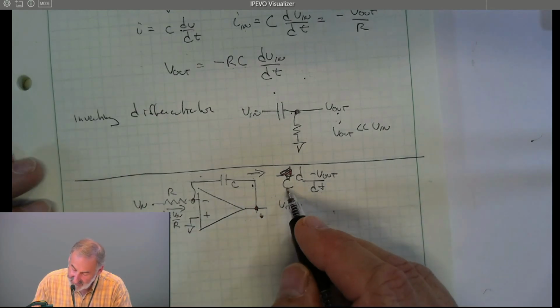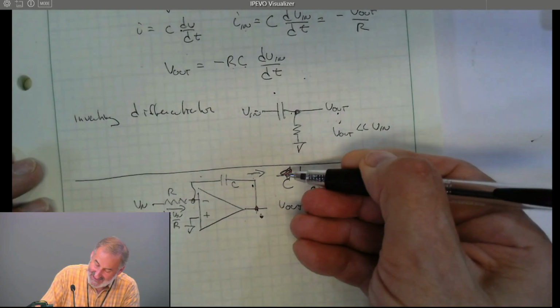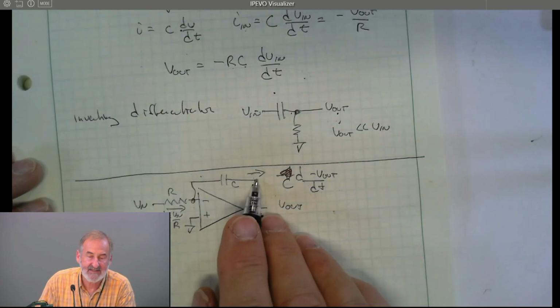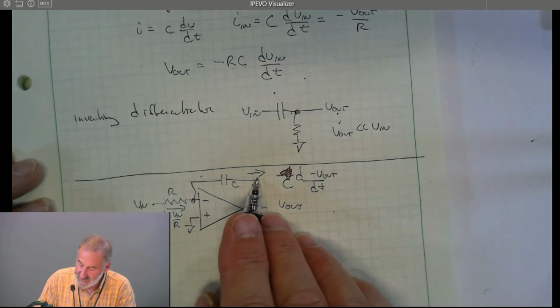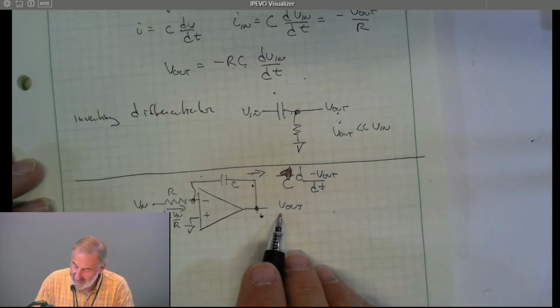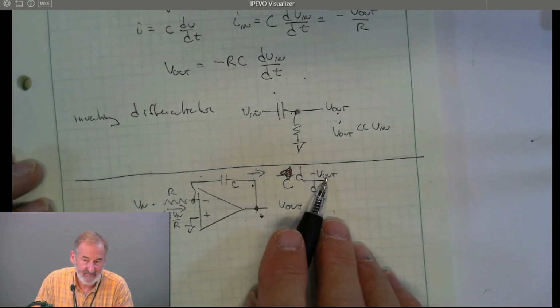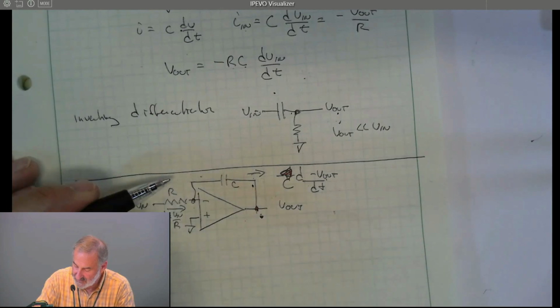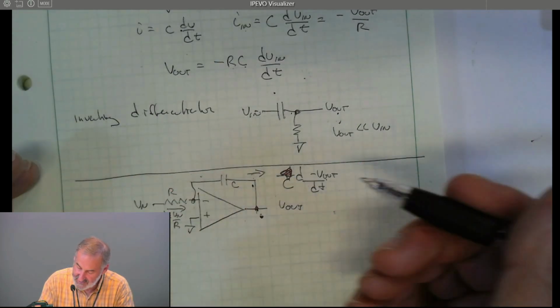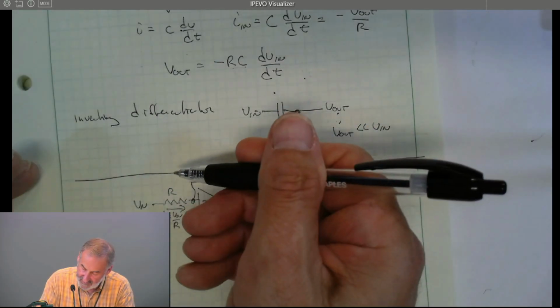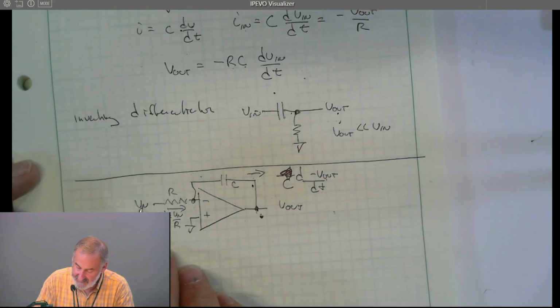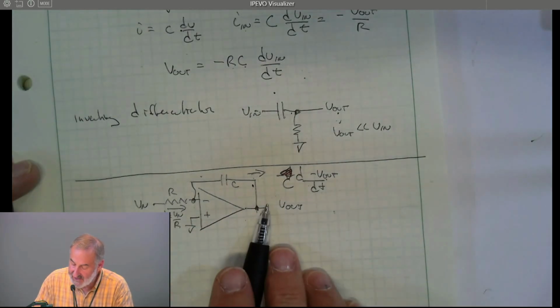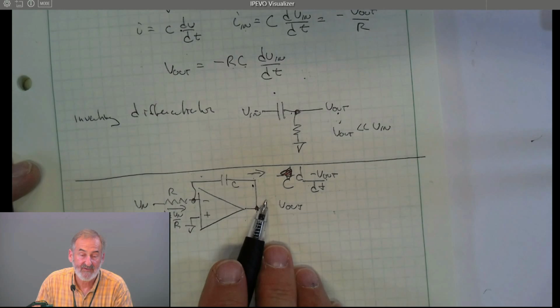So if V out increases, current is going to increase in this direction. That's opposite the direction of the arrow. So the current flow is negative V out. So when V out changes in the negative direction, current flows this way. When V out changes this way, up, current changes this way. That means if Vn increases, V out has to decrease to get current to flow through the capacitor in the correct direction.